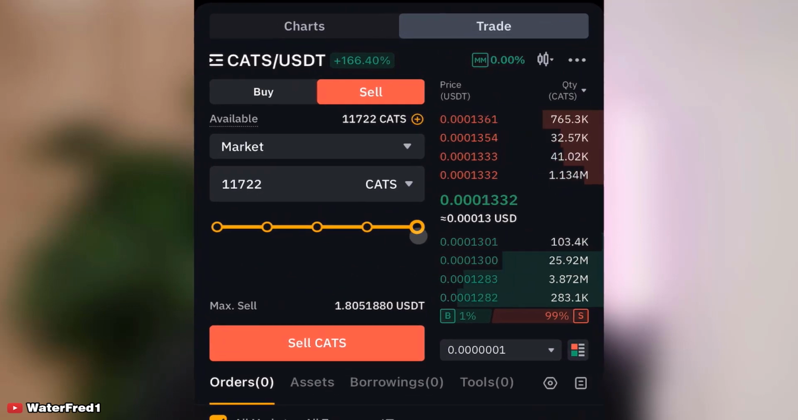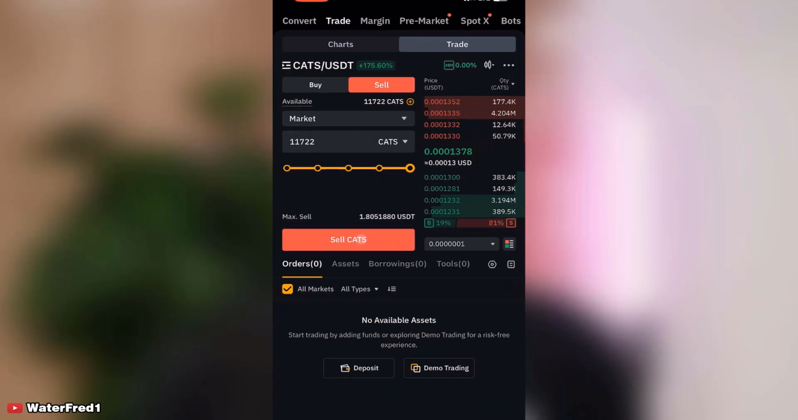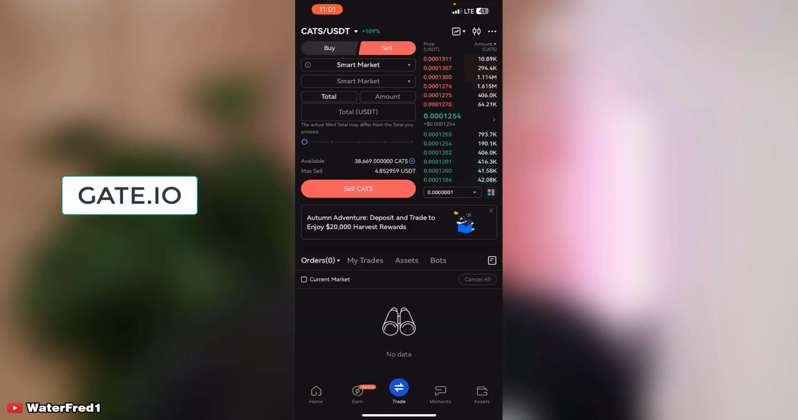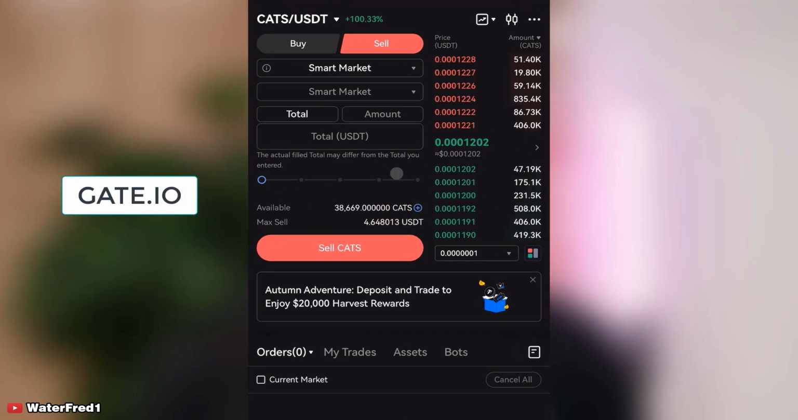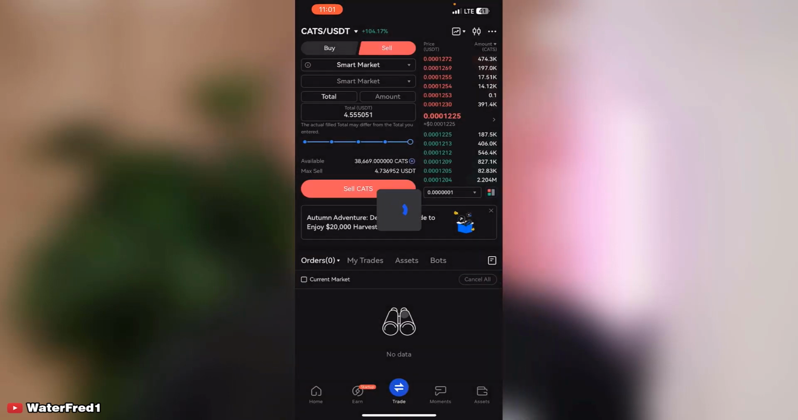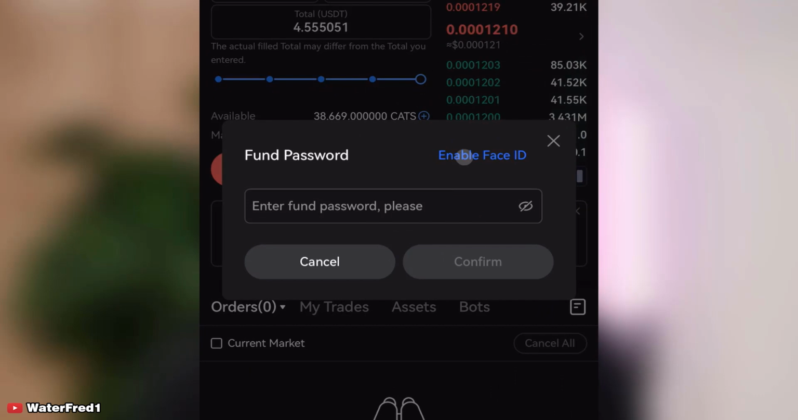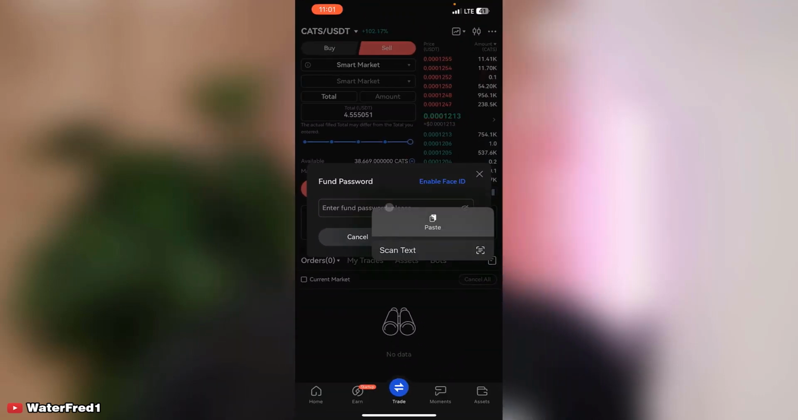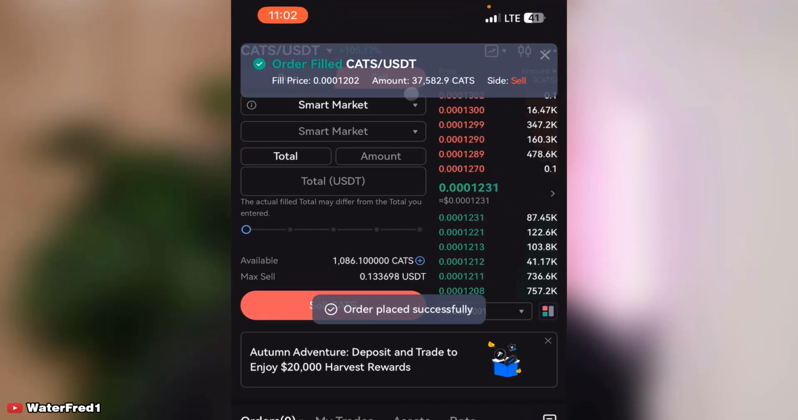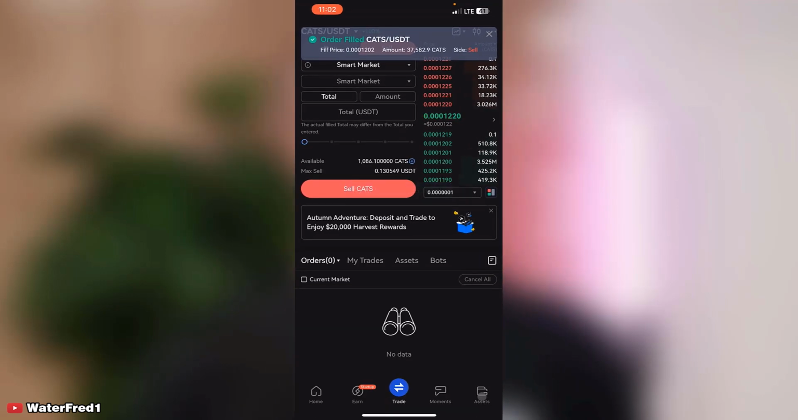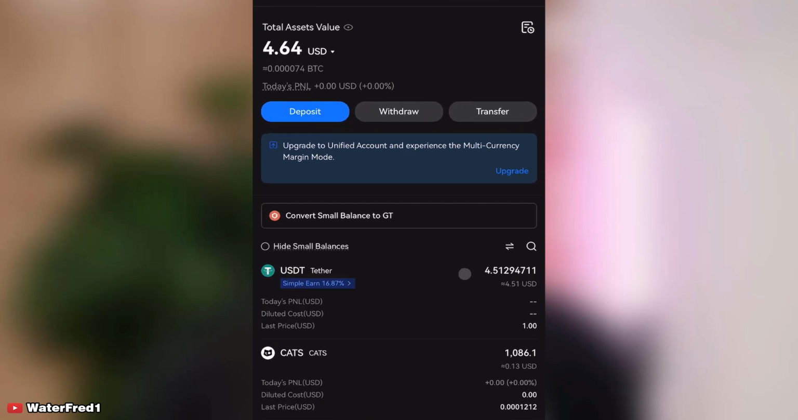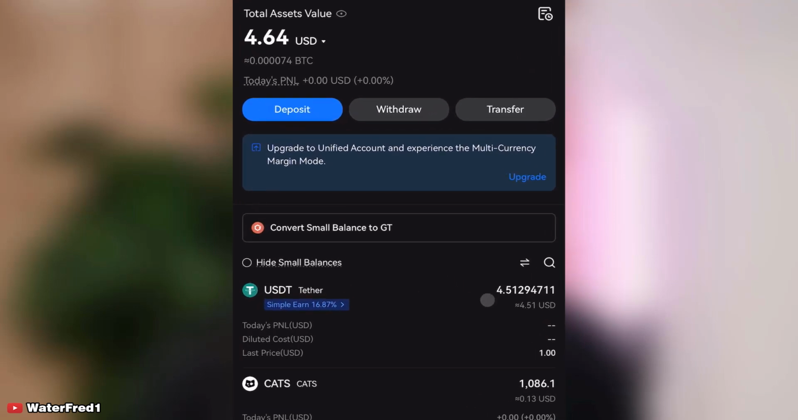Look at this right here. Man, I just have to sell this right now. Sell cats, bro. Sell. So I paste my fund password and I click on sell. Order fulfilled. Another breakfast served. In fact, as I was selling, the market even dropped down to $4.